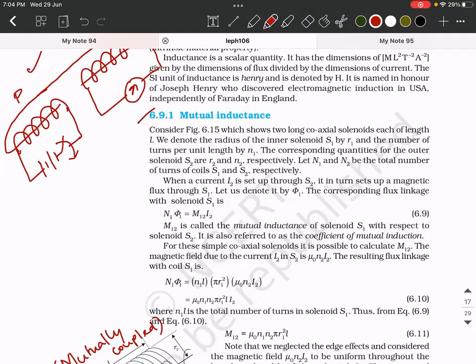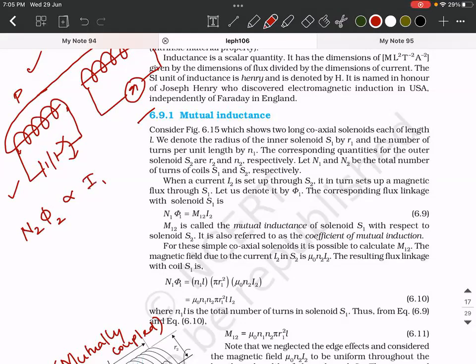When this is happening, as long as the change is taking place in the magnetic field in the primary coil, there will be a change taking place in the secondary coil also. So unlike the previous case, what we can show is the amount of flux which is linked with the secondary coil is directly proportional to the amount of current passing through the first one. In the previous case, what did we write? The amount of flux that is linked with the coil is directly proportional to its own current. Whereas in this case, the flux that is linked with the secondary coil is directly proportional to the current that is passing through the first coil.